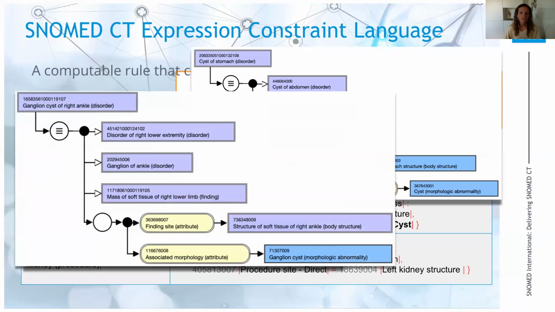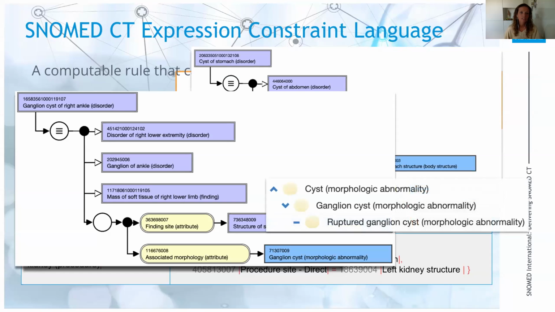Another concept that would also satisfy this expression constraint is the concept ganglion cyst of right ankle. As you can see here, the value of the associated morphology attribute for this concept is ganglion cyst, but because this concept is a subtype of cyst, it would also be included because we have specified the attribute value to be either the concept cyst or any descendant hereof.